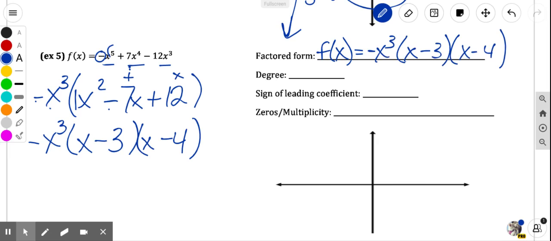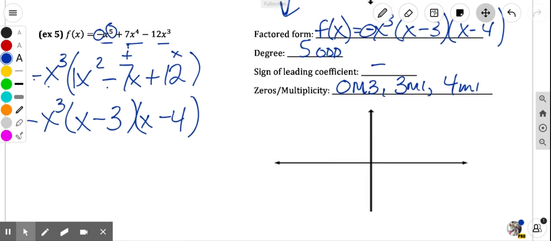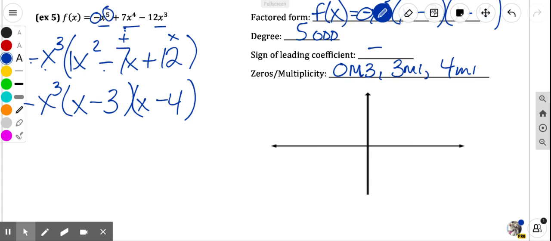Okay, the degree here is going to be 5, which is odd, and then a negative leading coefficient. Our zeros: we have 0, which is multiplicity 3, 3 multiplicity 1, and 4 multiplicity 1. Okay, so let's plot our zeros. We have 0, 3, and 4. It's odd negative, so the left side is up and the right side is down. So we're going to go through 4 with multiplicity 1.